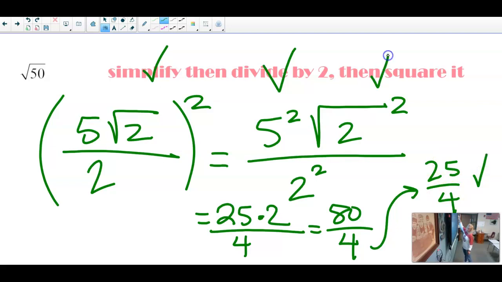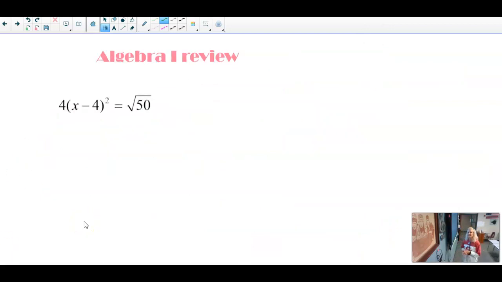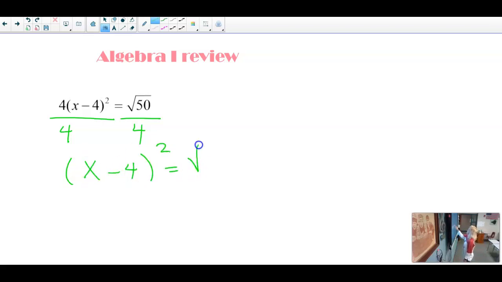Ooh, I have a wrong little thing here. Let me know where my mistake is. Okay, so let's take that square root of 50 and actually put it in an Algebra 1 review problem. So right here, we are going to solve this quadratic. The first thing we're going to do is divide both sides by 4, which is the a value. So now I'm going to have x minus 4 squared equals the square root of 50 over 4.